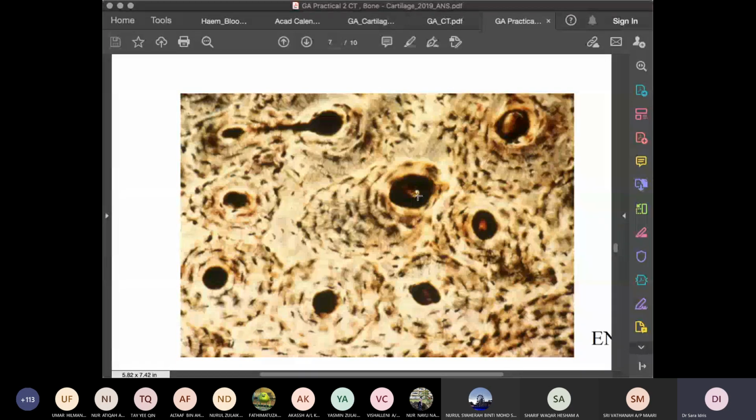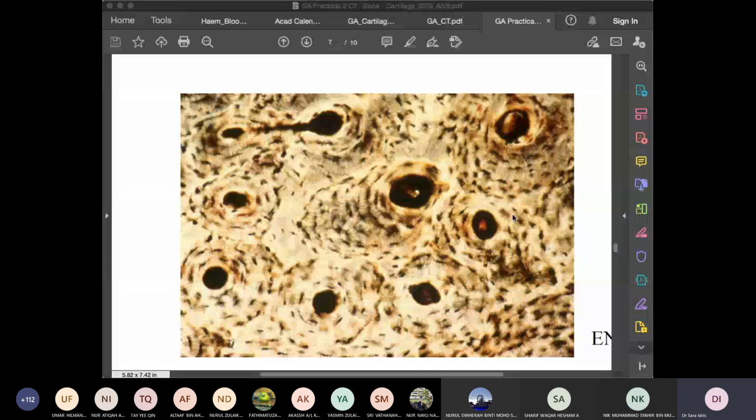So what do you find in your Haversian canal? What can you find in the Haversian canal? Nerves, bone marrow. Wait. What do you find in your Haversian canal, Nick Muhammad Shahir? Nerve and blood. Nerve, blood vessels. Okay, also you can find lymphatics.